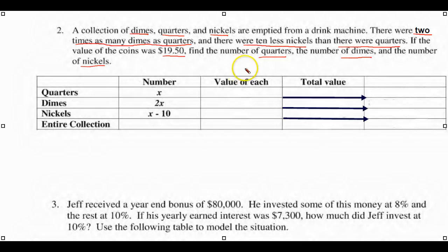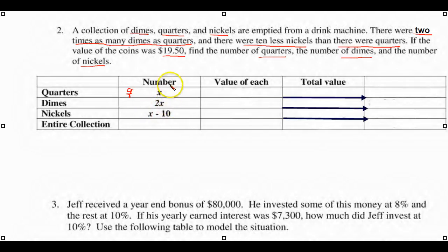Now, if I were setting this up, I'd do it a little differently, but since the book did it this way, we could do it. But I would say, what would the number of quarters be? This is the thing we don't have any reference to up here. I would have used the letter Q, but X is fine. Now, there were 2 times as many dimes as quarters. So how many dimes did you have? Well, 2Q, or 2X. And there were 10 less nickels than there were quarters. So again, Q is the number of quarters. We're using X. X minus 10.